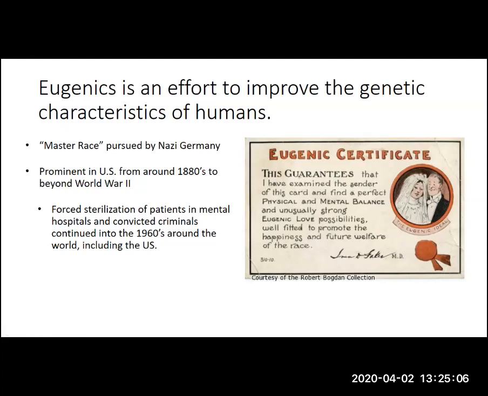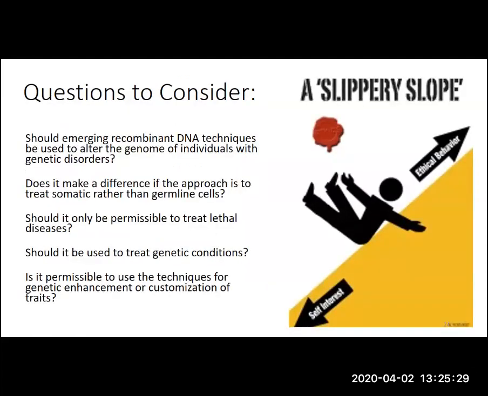And so anytime we're talking about altering the genome, we need to keep that in mind. It may make sense at a certain level to correct a genetic disease, but once we have the technique, once we have the technology, once we have the ability to do this, it becomes questionable. Do you correct disease? Where do you stop? Where is it permissible? Where isn't it permissible?